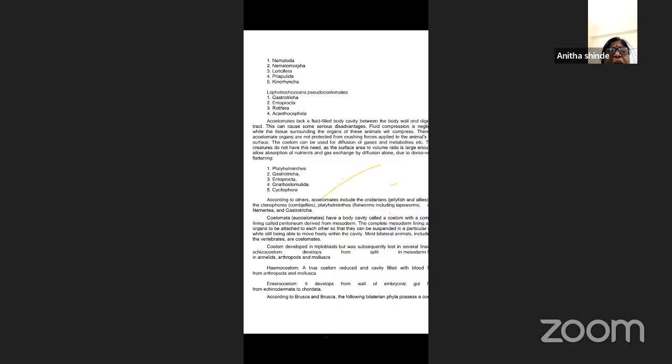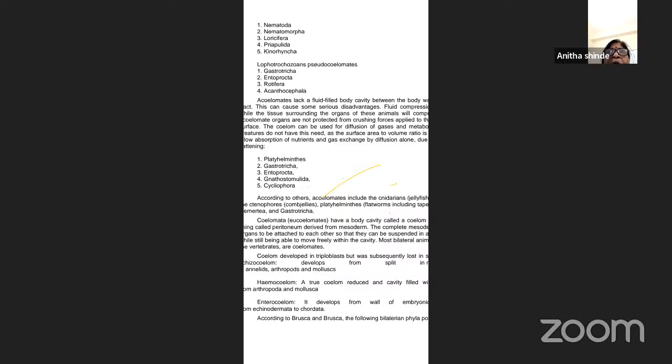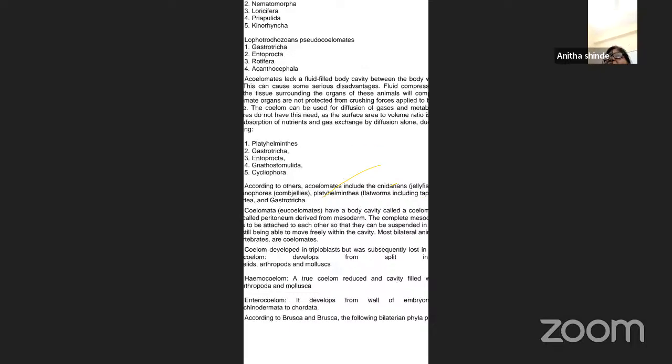Okay. Now coming to the eucoelomate animals or the coelomate animals. Eucoelomate or coelomate animals are nothing but animals having a true coelom. Now after annelids, you have Arthropoda, then Mollusca, Echinodermata, then Vertebrata. All these possess a true coelom, and they are called coelomate animals.